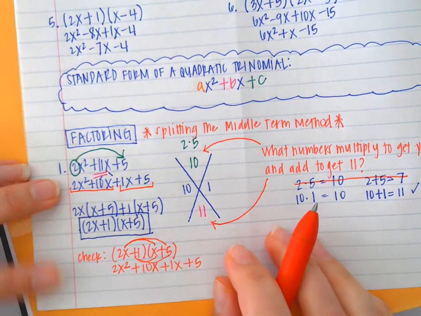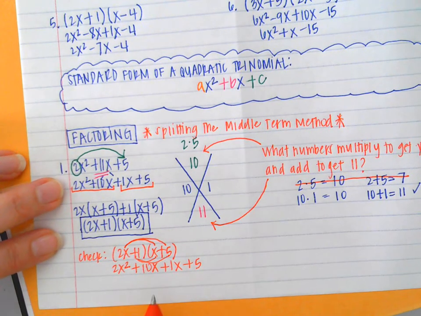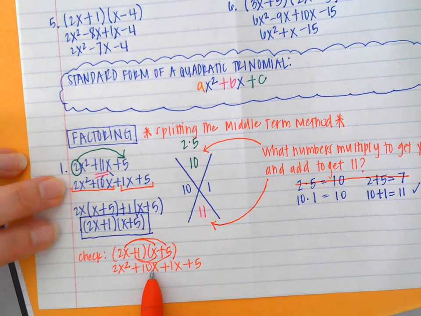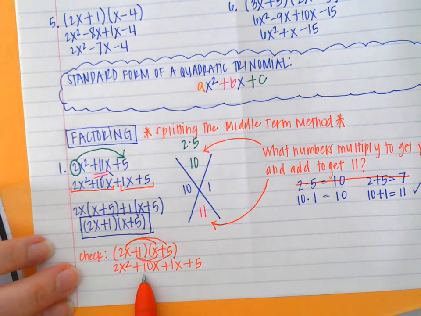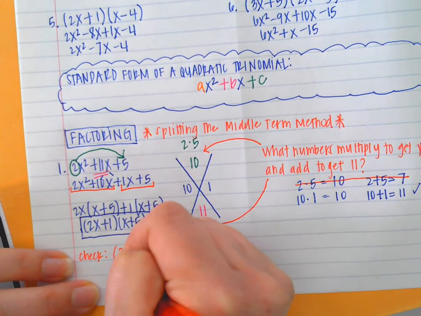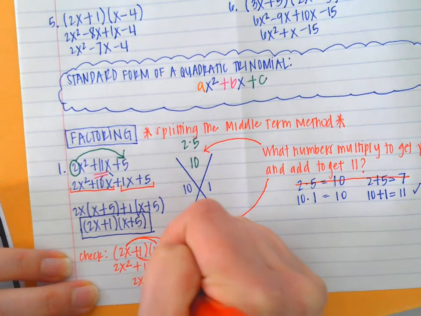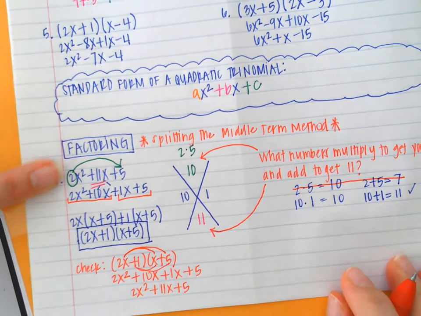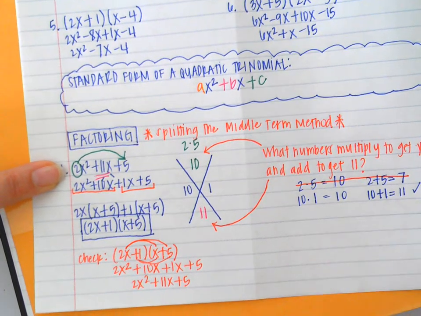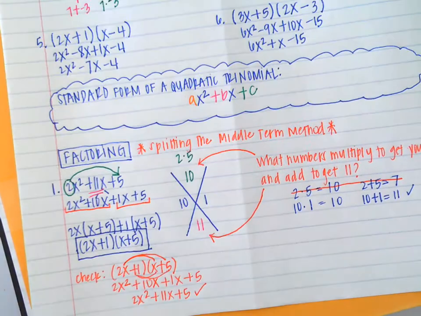Which I know is surprising, but it's exactly that, this and this are the two same things. And then we combine our like terms. 10x plus 1x is 11x. And that is exactly what this is, 2x squared plus 11x plus 5. So we're good.